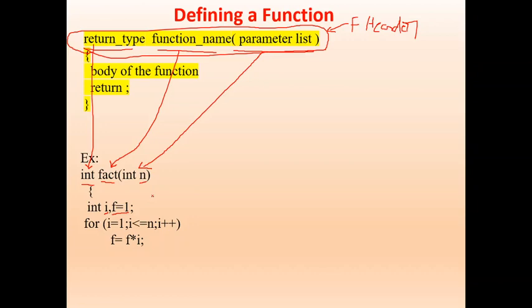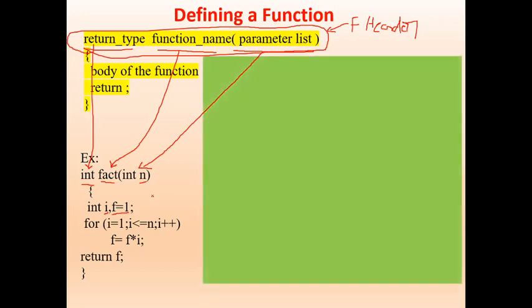1 into 1. Next time 1 into 2. Next time 2 into 3. Next time 6 into 4, like that. We are repeating this process until i is less than or equal to n. If i is greater than n, we are stopping. At last, we are returning the f value. So we are writing the statement return. Return is a keyword. Return f. This is a simple example to write a function, factorial of a number.